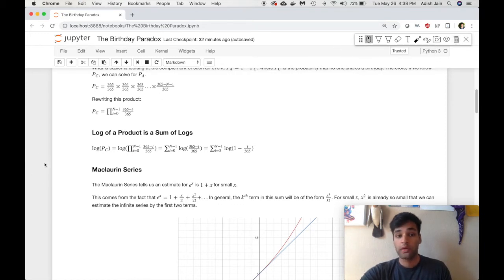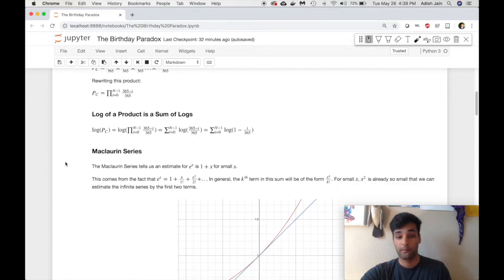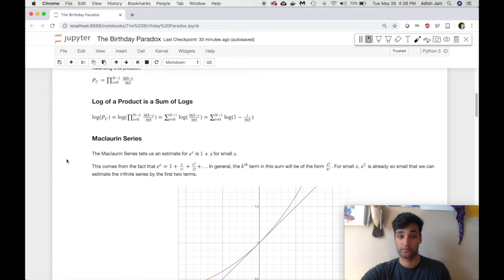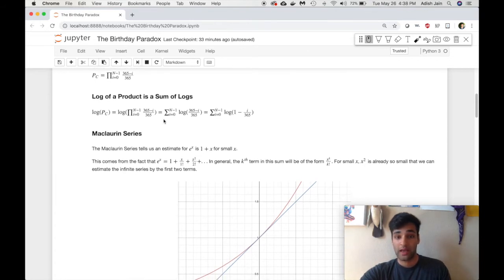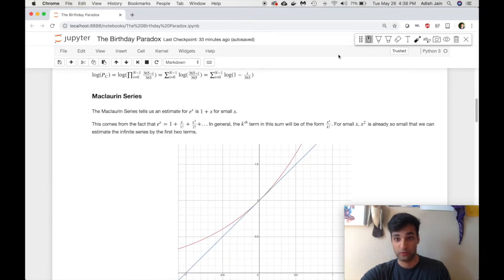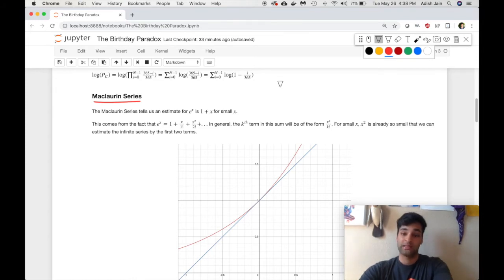So where do we go from here, right? So we have a sum of these log terms, but how are we actually going to be able to resolve this sum? That requires an aside into what you might have learned in calculus as the Maclaurin series. The Maclaurin series basically provides an estimate for e^x. And you might be wondering, where is this coming from? Why is this random series showing up here? But it actually very elegantly fits into what we need to resolve up here.